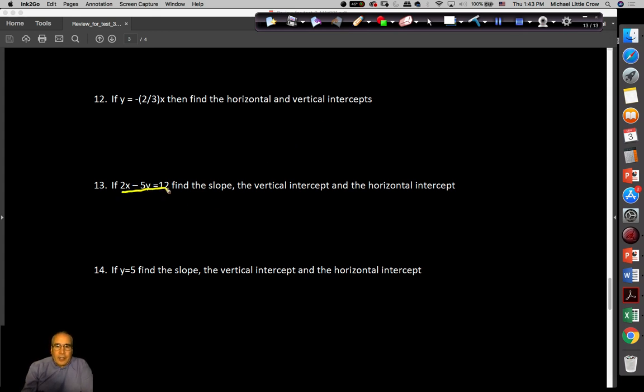We're given an equation. We're asked to find the slope, the vertical intercept, the horizontal intercept. Again, vertical intercept, we're going to have x equals 0. Horizontal intercept, y equals 0. And then the slope, we're going to want to get it into the y equals mx plus b form, or we could use the 2 intercepts to figure out what it is. So, vertical intercept, 0 goes in for x. So I'm just going to do that up here.